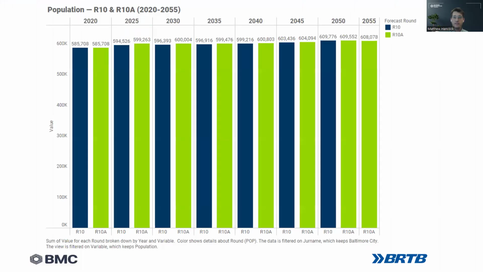This is going to be for Baltimore City. We'll see population modestly above round 10 in the early forecast years, so about plus 4,700 or about 0.8% in 2025, with these two rounds converging steadily as the forecast extends. So the net difference is negative 200, or roughly 200 persons by 2050. So really a near zero net difference that we're seeing here.